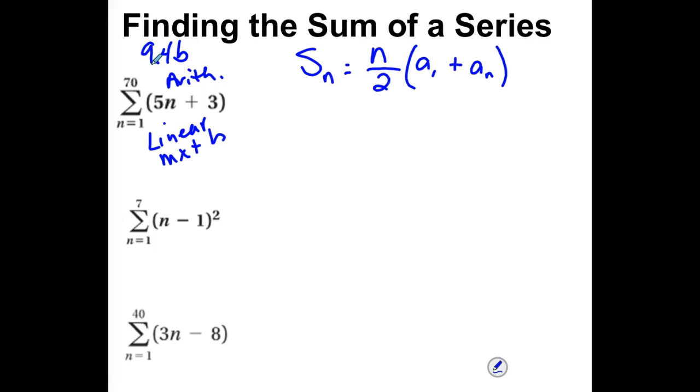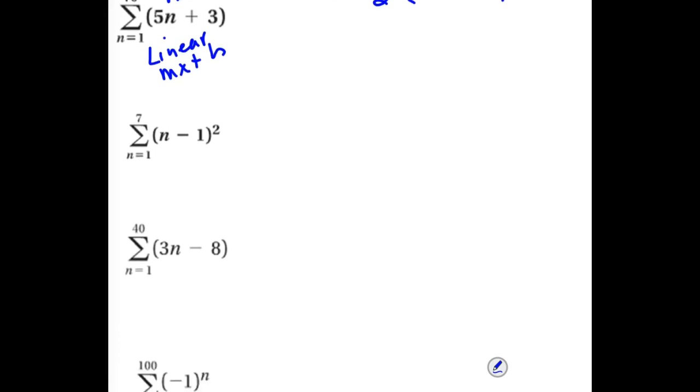If we look at our next example, though, we are summing from 1 to 7. Our formula says take n minus 1 quantity squared. Is that mx plus b? No, it's not linear. So it is not arithmetic. If you have one that is not arithmetic, you can't use your arithmetic formula. We don't have a formula for summing a sequence that's not arithmetic or geometric.